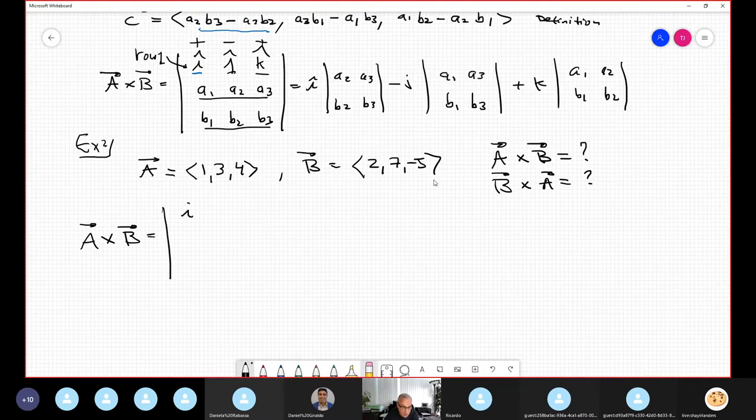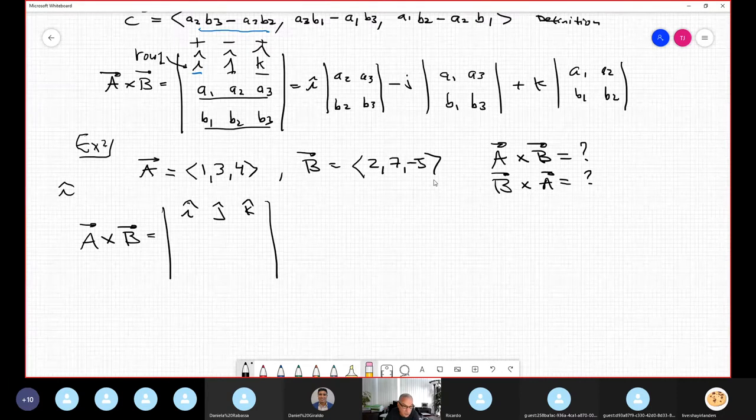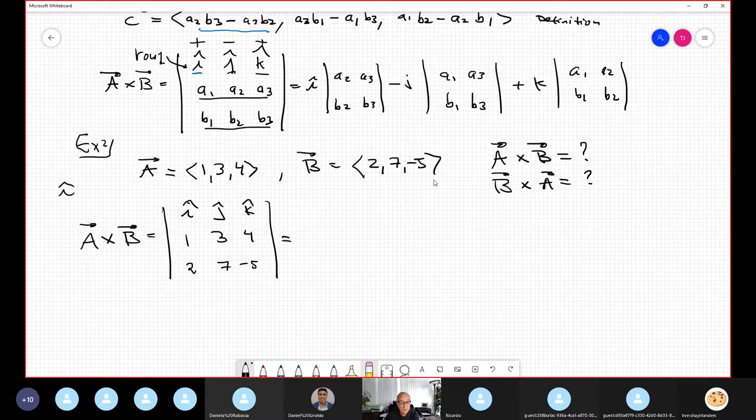Entonces, you put I, J, K. Do you remember why this vector has a hat like that, no? Because it's a special orthonormal, okay? It's the standard basis. And you copy 1, 3, 4, the first vector. And the second vector is 2, 7, and -5. See, if you change the order, you compute not A cross B, you compute B cross A. And B cross A is different. Bueno, it's opposite.